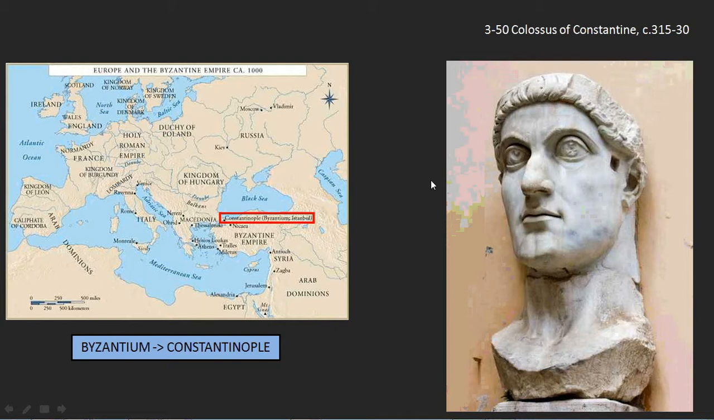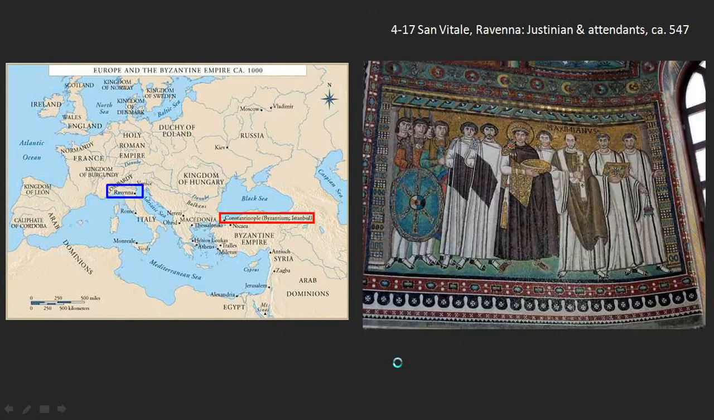This move by Constantine to the new capital began a split between the West, Italy and the North, and the East that only widened in the coming years. And we'll begin to see really two separate parts of the old Roman Empire. The split becomes really apparent under the Emperor Justinian in the early 6th century.